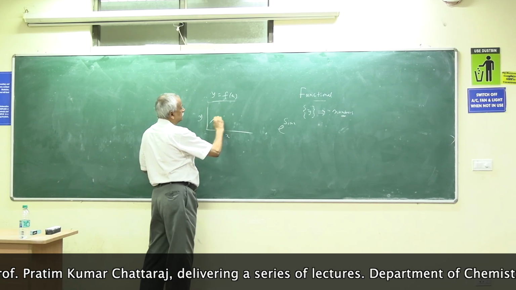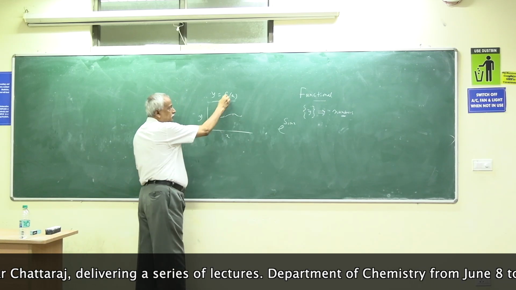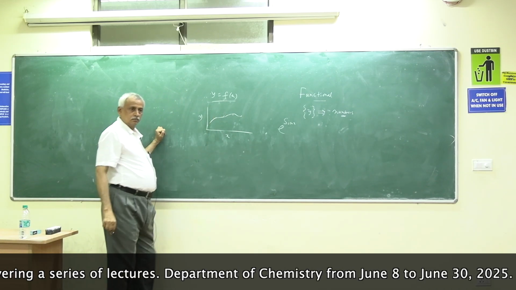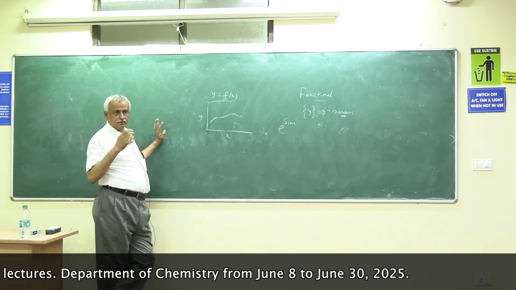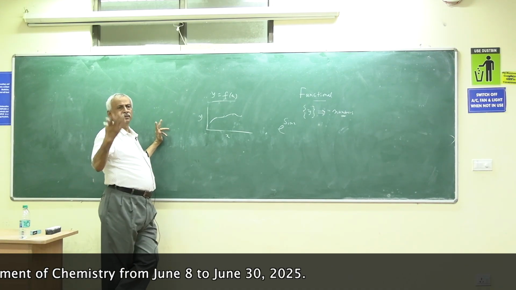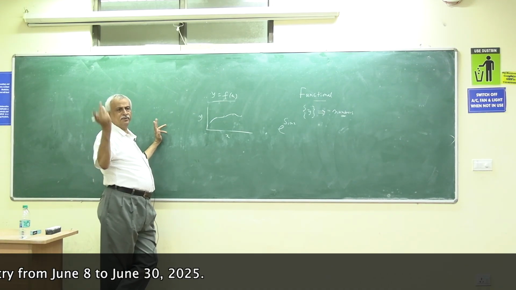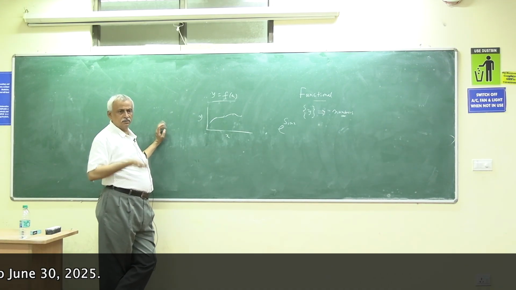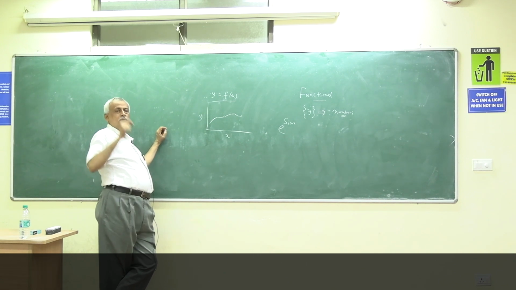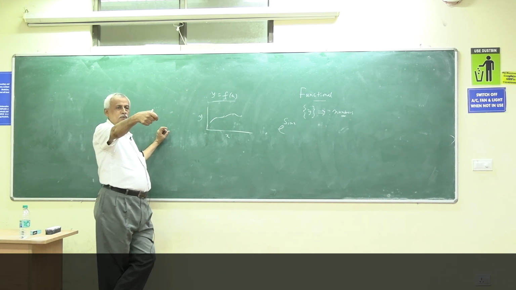Now if you connect, I get a curve. This is your function. I get a curve simply. This y may be, let's say, x square, it may be sin x, it may be e to the power x, it may be log x, whatever. That means for each value of x, there is a value of y.